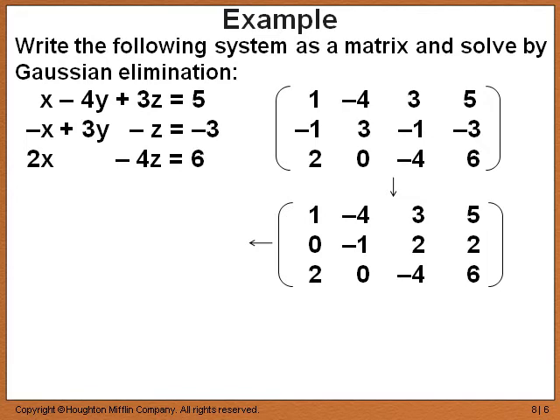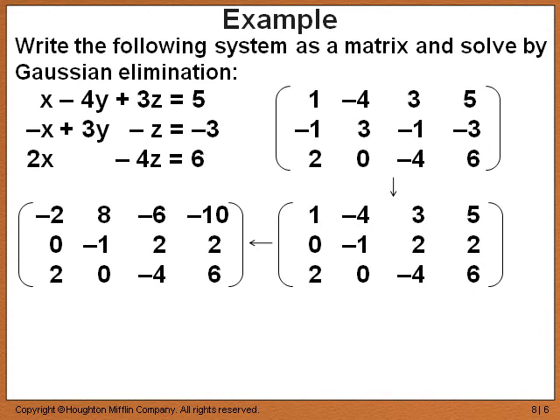Our next step is going to be to multiply row 1 by negative 2, and we're doing that because we want to eliminate the x term in the third row. But first, we need to multiply the first row by negative 2. And so we got negative 2, 8, negative 6, negative 10, 0, negative 1, 2, 2, 2, 0, negative 4, 6.